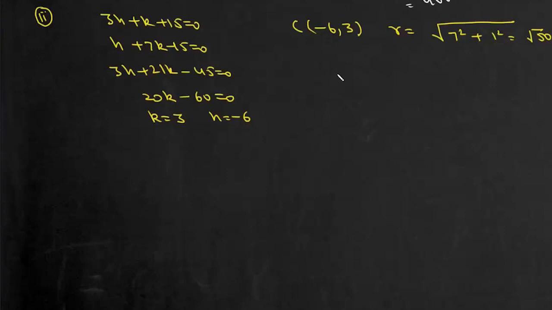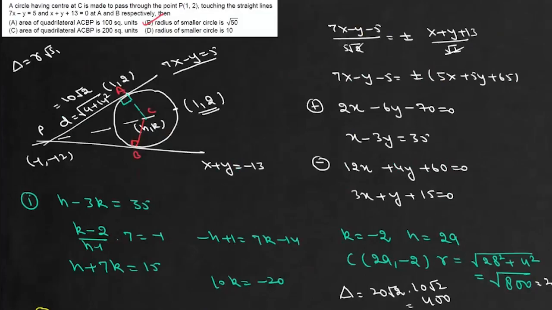And considering this, this area will be 10 root 2 into 5 root 2, which is 100 square unit. So the option that we have here is this 100 square unit. So the correct options are A and B.